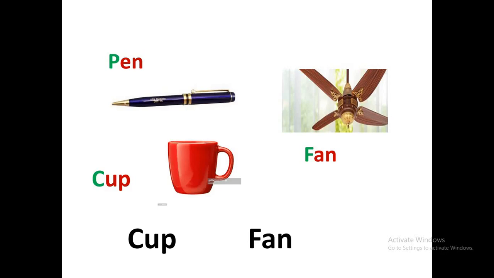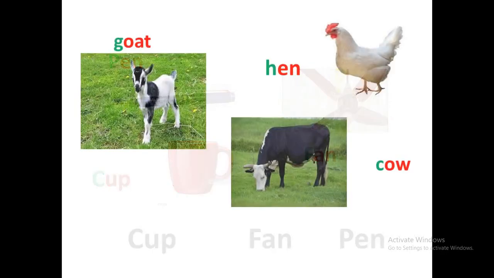Moving ahead, G, H, I, J, K, L, M, N, O, P. We have a word starting with P. So now we write pen. Very good. Clap for yourself, children. We have arranged the words in alphabetical order. Let us see one more example.